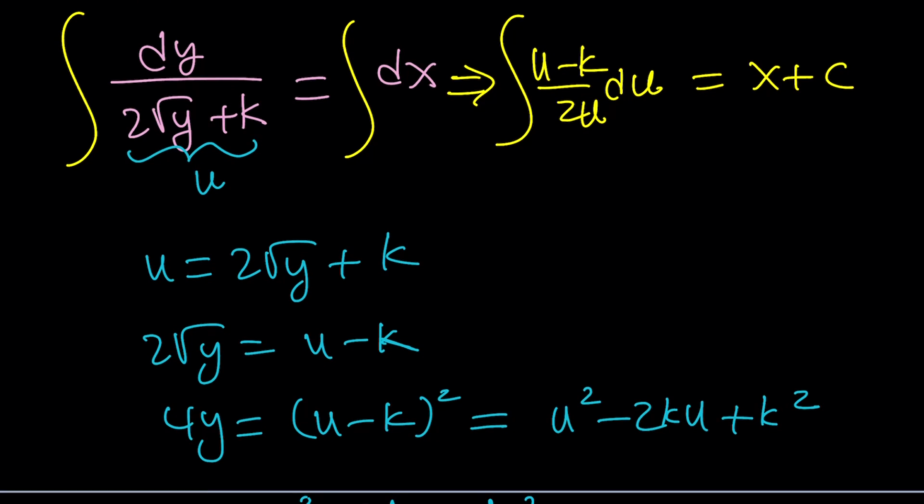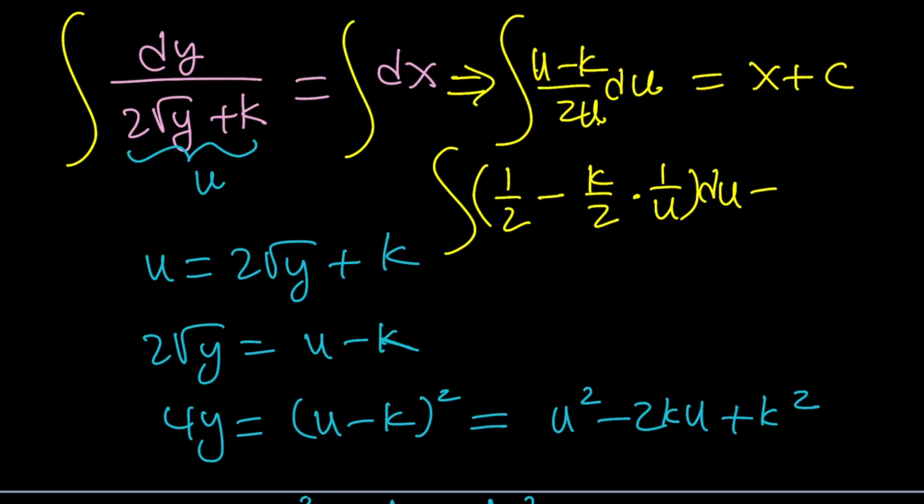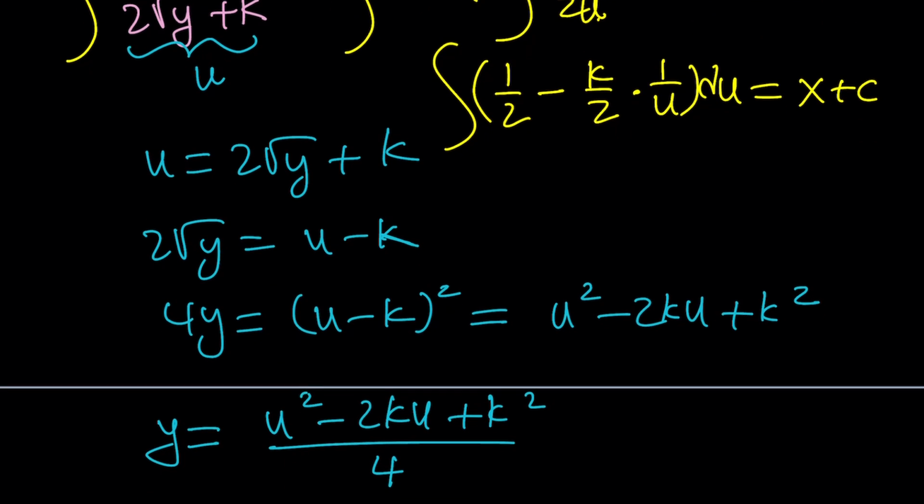So now we can go ahead and try to integrate this. How do you integrate u minus k over 2u du? I can separate it. I can write it as 1/2, because u over 2u is 1/2, minus k over 2 times 1 over u, and the whole thing is du, and that's equal to x plus c. Awesome. Now we can go ahead and integrate 1/2. That's going to be 1/2 of u, and this is constant k over 2. The integral of 1 over u is just going to be ln u. I ignore the absolute value, and this is going to be x plus c.